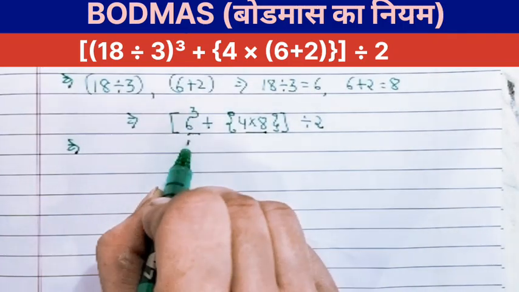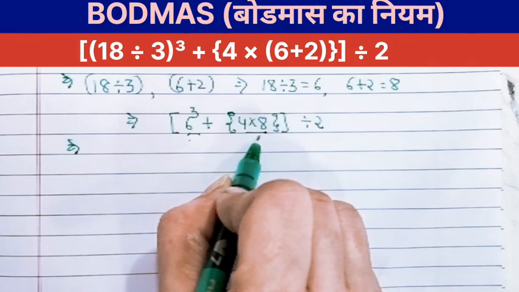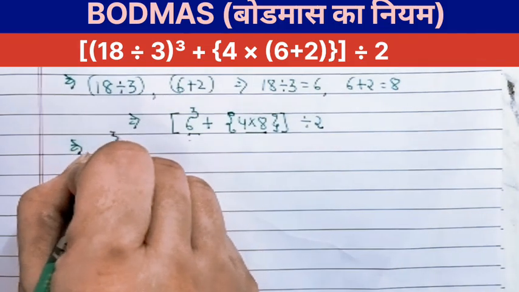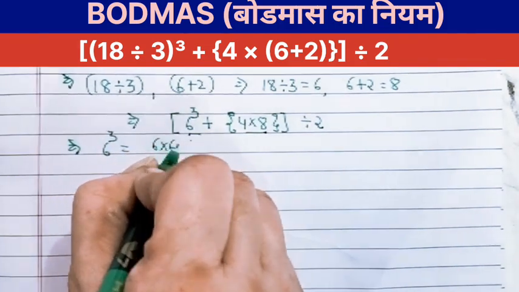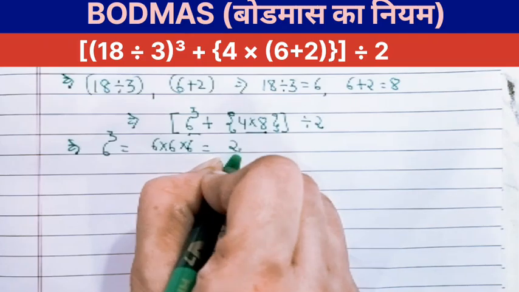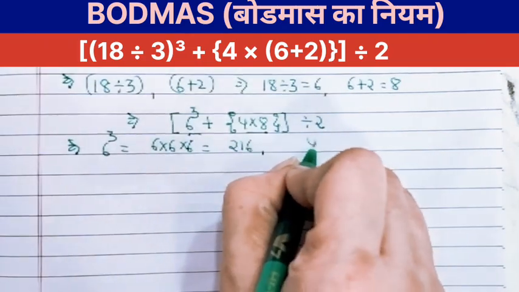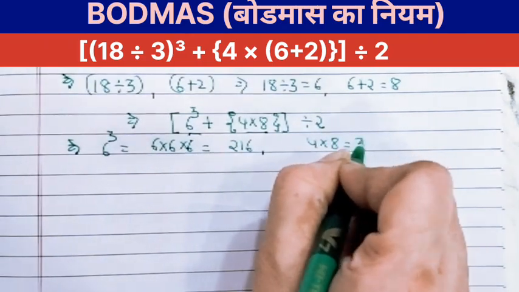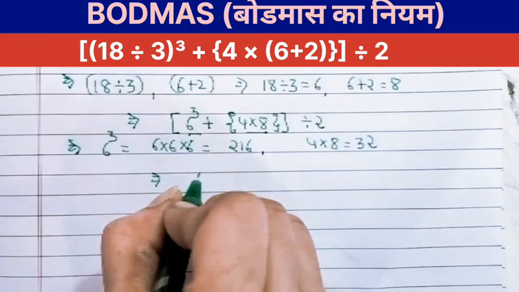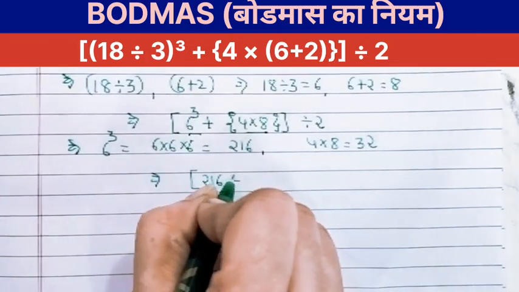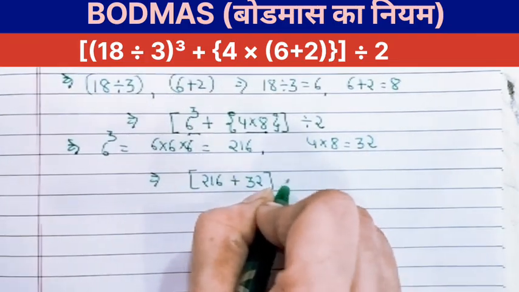Now solve the second step, solve the exponents, orders and the curly brackets. As you can see, calculate the cube power and the multiplication inside the curly braces. So first, 6 cube is equal to 6 multiplied by 6 multiplied by 6, equals 216. Now 4 multiplied by 8 equals 32. So now the expression becomes 216 plus 32, divided by 2.